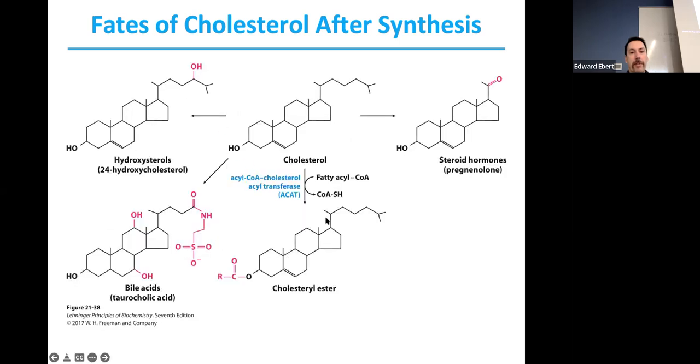If you look at our cholesterol, you can make hydroxysterols. You can make bile acids. Here would be an example of a bile acid, taurocholic acid. Here you have a cholesterol ester, where you take this hydroxyl group and add an R group on there. And then of course we can make our steroid hormones, like maybe somebody who's working on a senior seminar paper about progesterone. Well, pregnenolone, here we go, as a precursor. All that good stuff in there too.